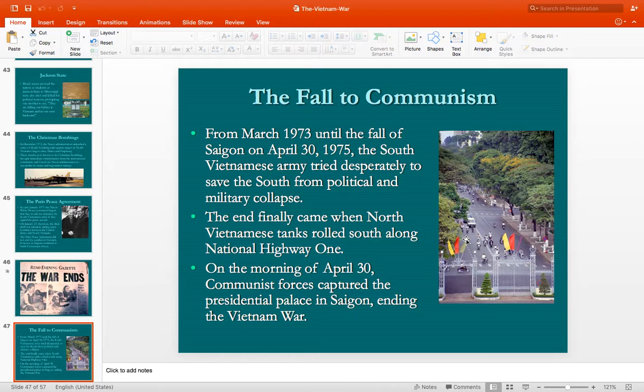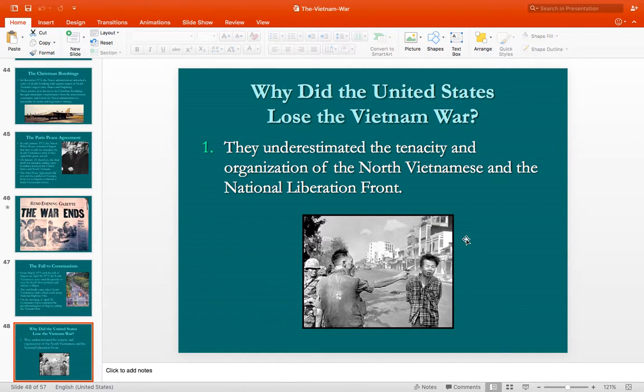By 1975, South Vietnam has collapsed to communist forces. We see pictures like this of many of the ways in which the North Vietnamese will treat many South Vietnamese who were loyal to the U.S.